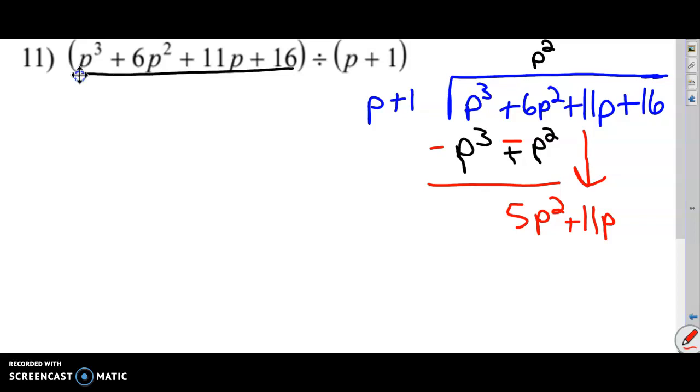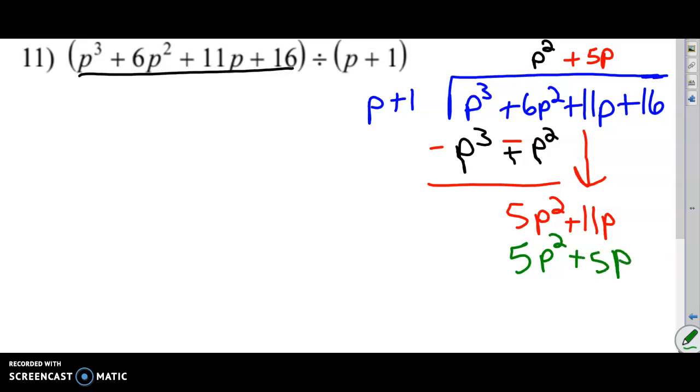We are adding 11p here. We are going to take p plus 1 and see how many times p goes into 5p squared. So we take 5p and we multiply by plus 5p up here. So we're going to distribute the 5p into the p plus 1. So 5p times p is 5p squared, and then we have a plus 5p.